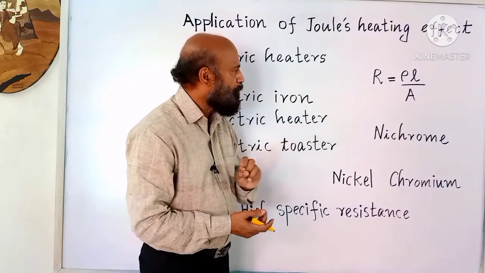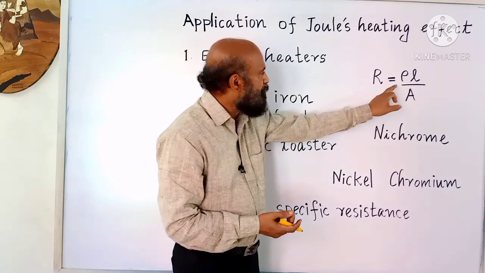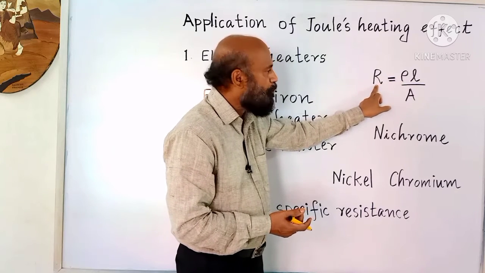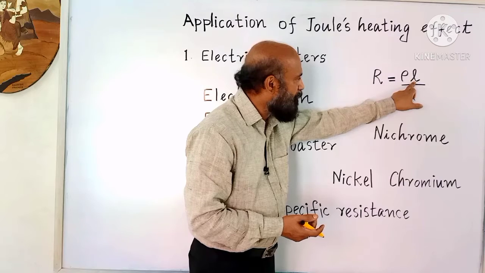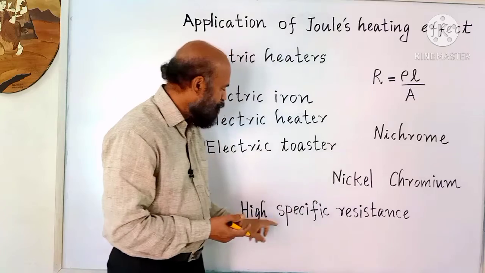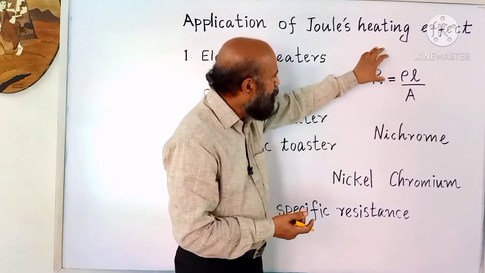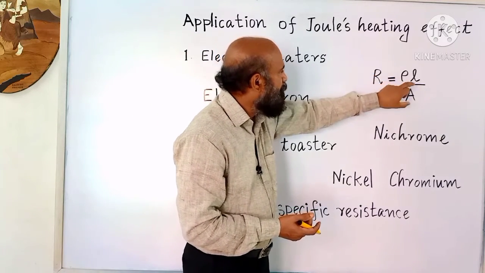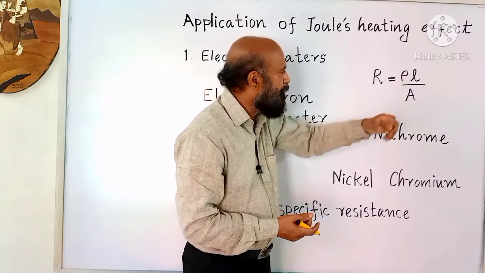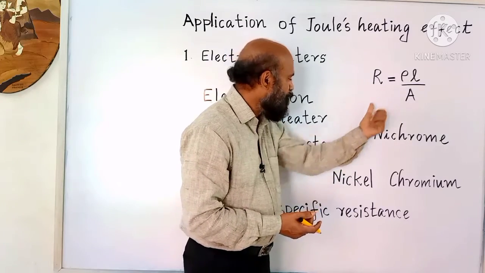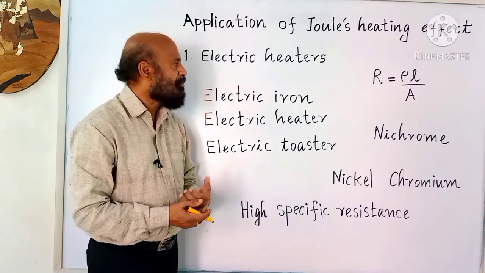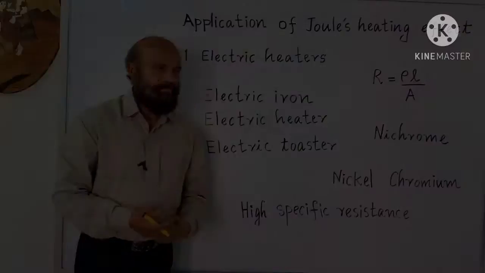So you know what specific resistance is. This is the expression for resistance. Resistance of a wire is directly proportional to its length and inversely proportional to the area of cross section. When specific resistance is very high, for getting a particular resistance, the length of the heating element needed is very less. That is why we are using nichrome as the heating element in all these devices.